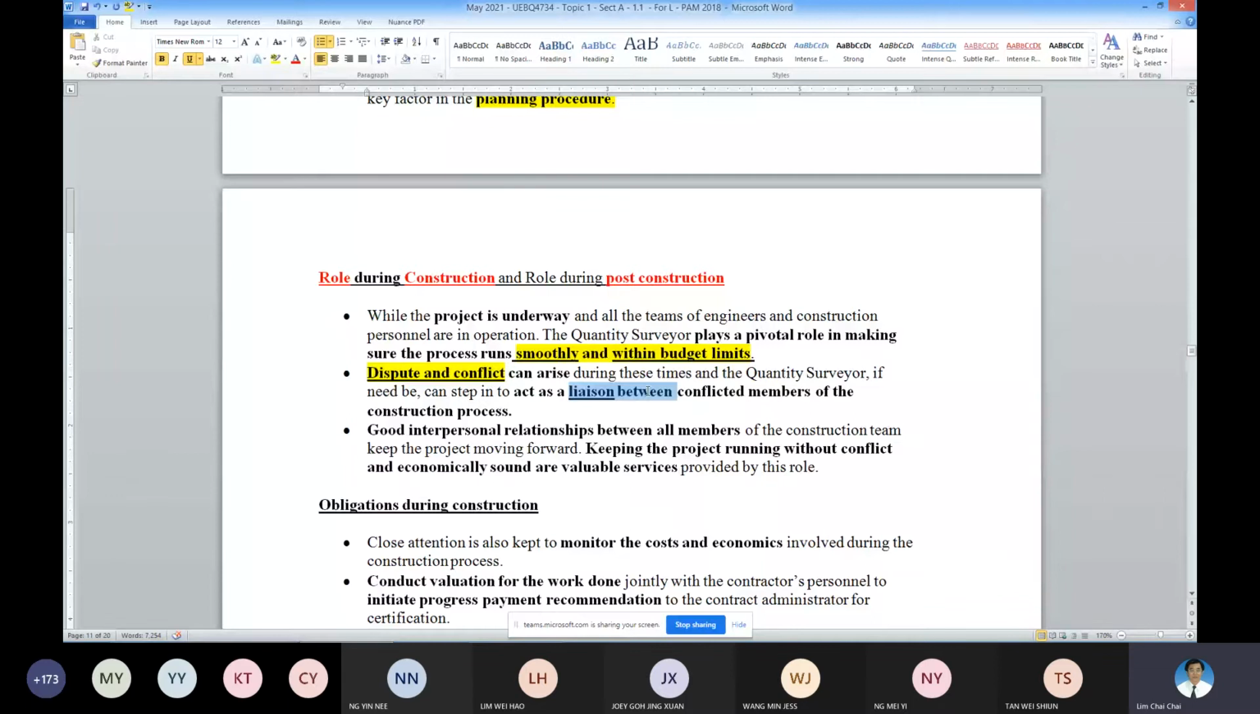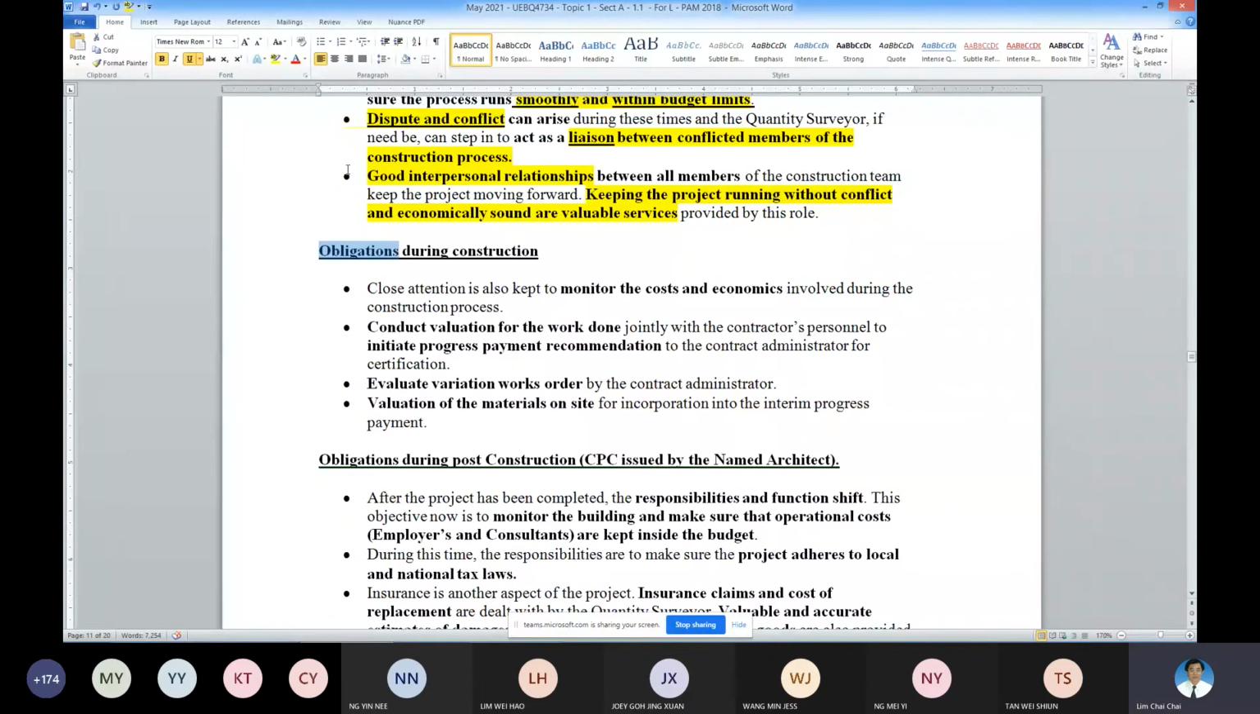Okay. So good interpersonal relationship between the parties to ensure that the project can be run smoothly. Okay, so these are the roles of the QS during construction and post-construction. Then next is the obligation. Monitor the cost and economics.